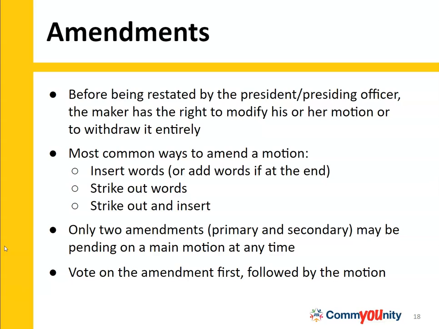Does that sound complicated? Visualize a stack of 3 books. The stack begins with the motion on the bottom, and the primary and the secondary amendments, in that order, are stacked on top of the motion. You can't start on the bottom of the stack. You have to start with the book on top, which is the secondary amendment. Make sense?